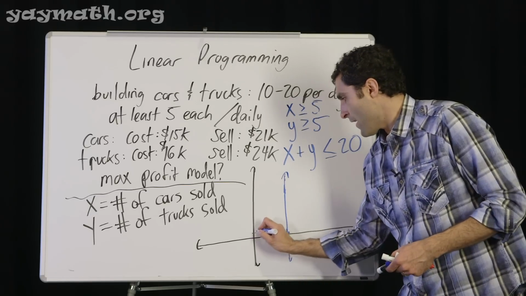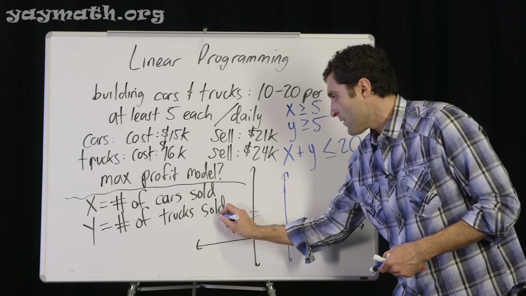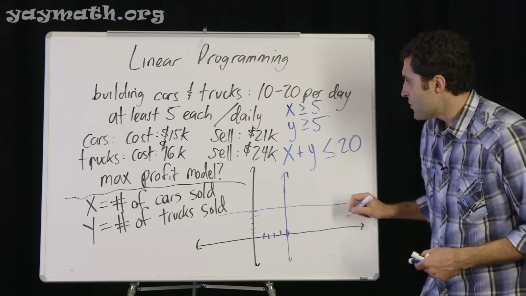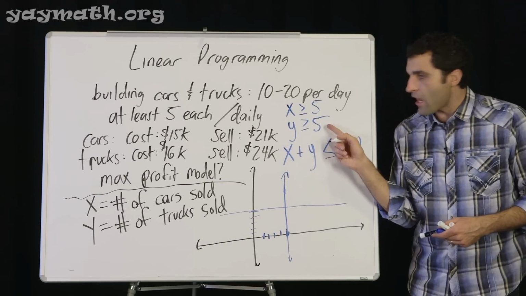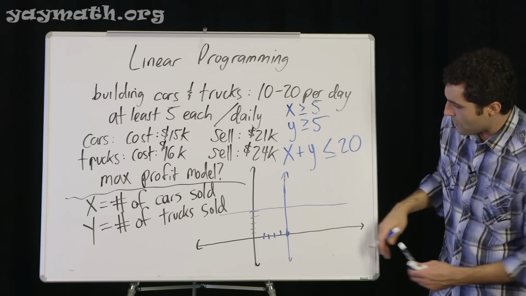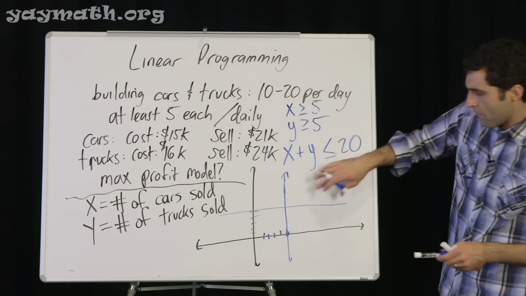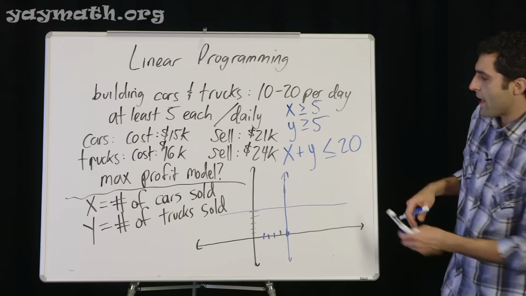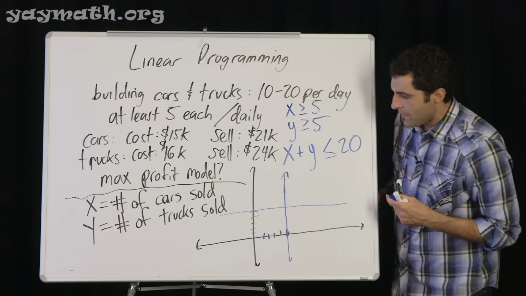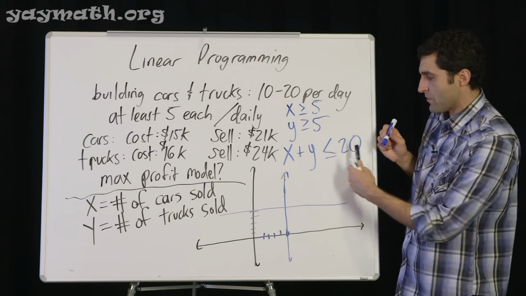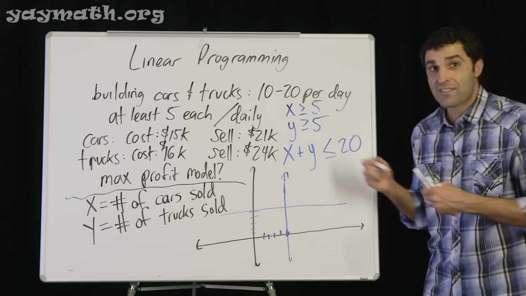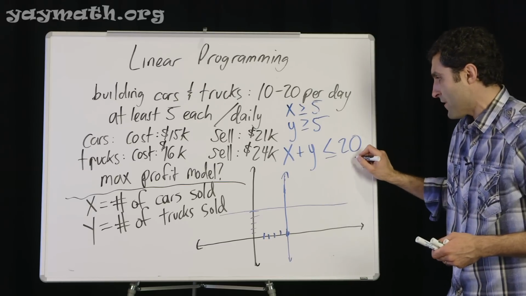Y is greater than or equal to 5. 1, 2, 3, 4, 5. Here's another one. Shading Y is greater than, shading up. So we said right from this one and up from this one. So far we are over here. And the next one is x plus y less than or equal to 20. If you recall our conversation about intercepts, there's a great way to graph this.